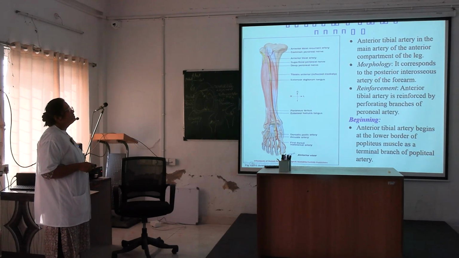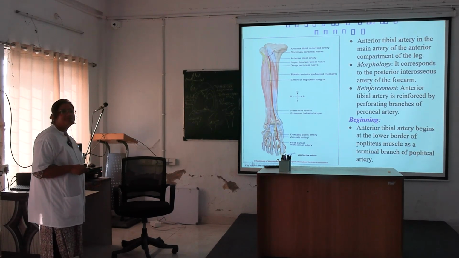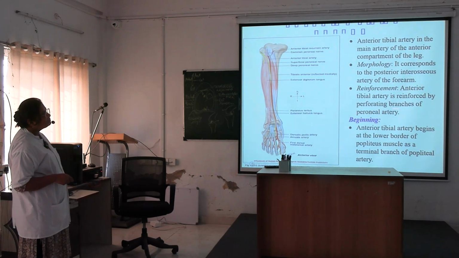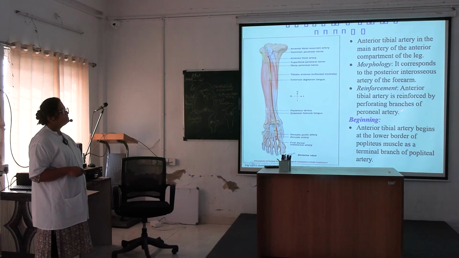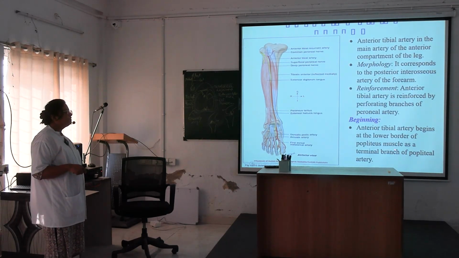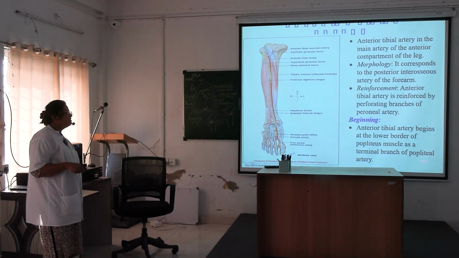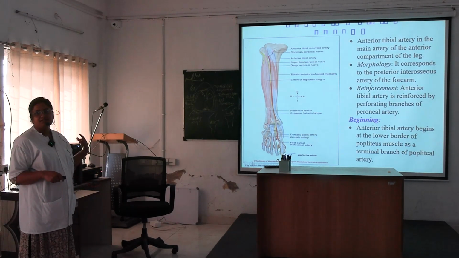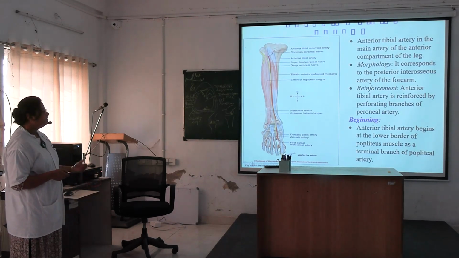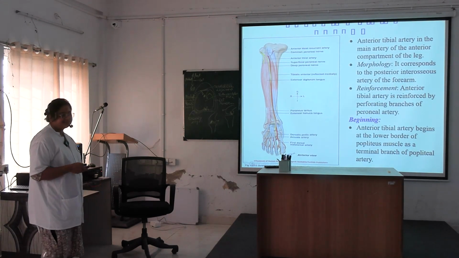It corresponds to posterior interosseous artery of the forearm. Reinforcement: anterior tibial artery is reinforced by perforating branches of peroneal artery. It begins at the lower border of popliteus muscle as terminal branch of popliteal artery. Popliteal artery divides into anterior and posterior tibial artery at the lower border of popliteus muscle.